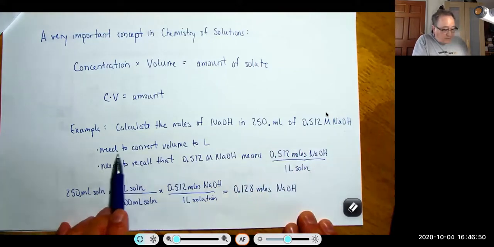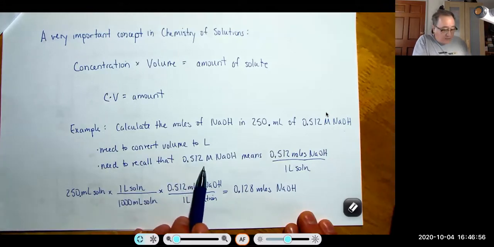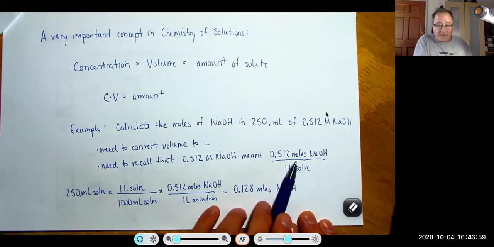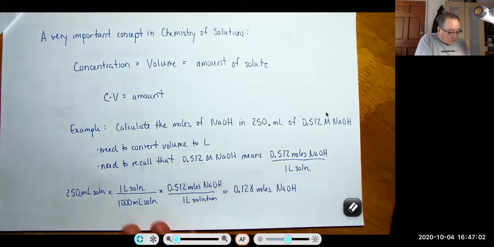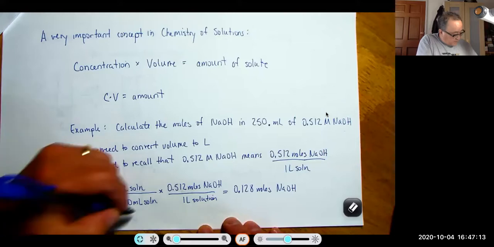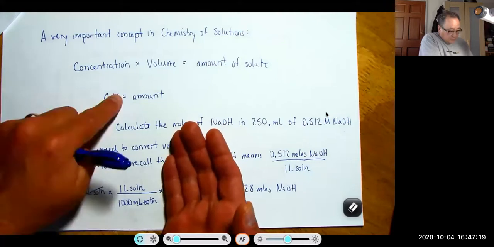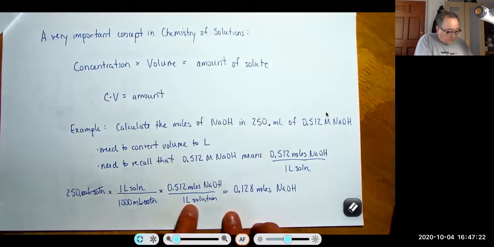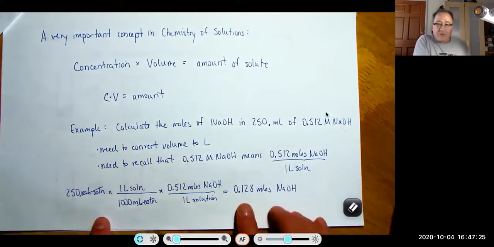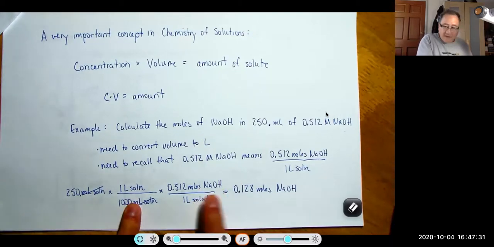First, we need to convert the volume to liters, and then we need to recall that 0.512 molar NaOH means 0.512 moles of NaOH per 1 liter. So I kind of put it all together here, where I take the 250 milliliters of solution and convert it into liters by multiplying by 1 liter over 1,000 milliliters. And here, what that'll end up doing is giving us right here the volume in liters. So this is the volume part. And here's the concentration part. So when we multiply these together, we get 0.128 moles of sodium hydroxide. So this is volume times concentration gives you amount.